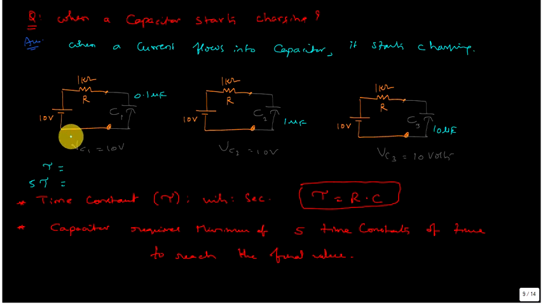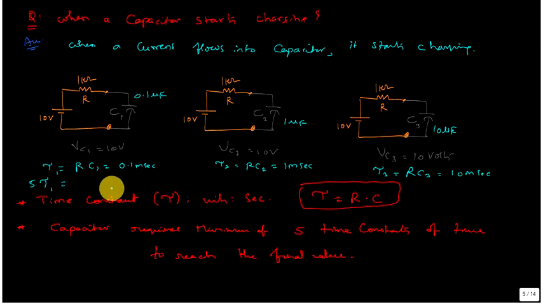So tau is R into C. Tau 1 is R into C1, which is 0.1 milliseconds. Tau 2 is R into C2, which is 1 millisecond. Tau 3 is R into C3, which is 10 milliseconds. And to reach the final value, it requires a minimum of 5 time constants of time, that means 5 times this tau.